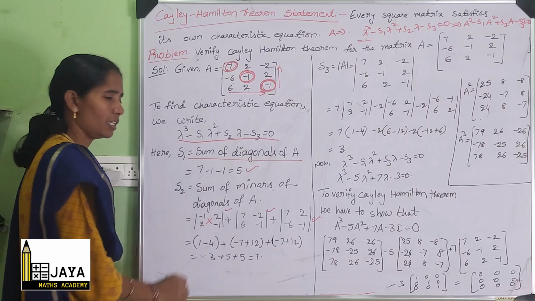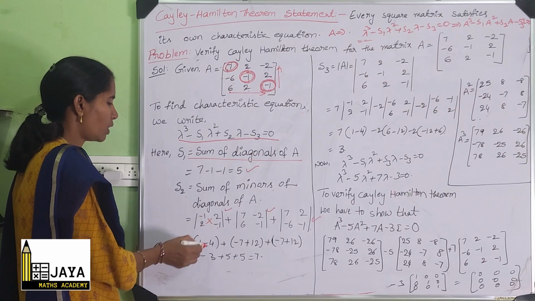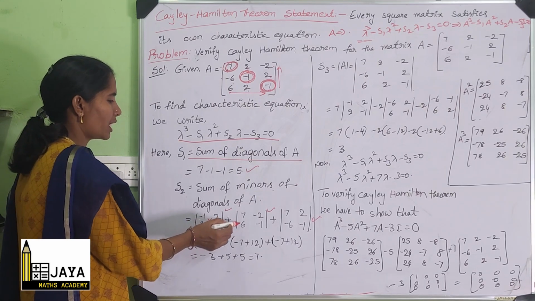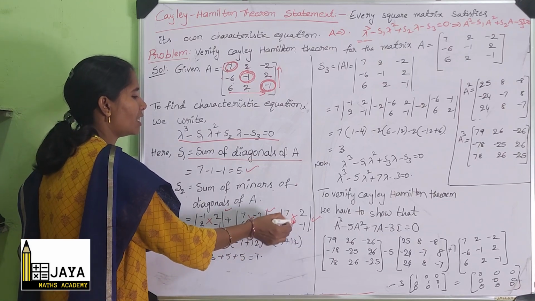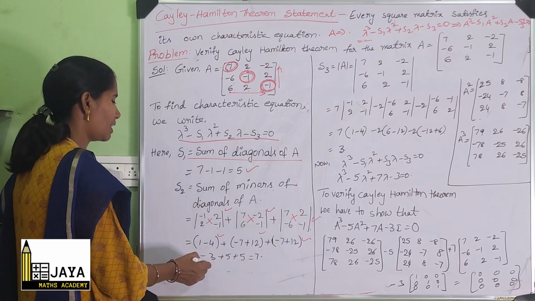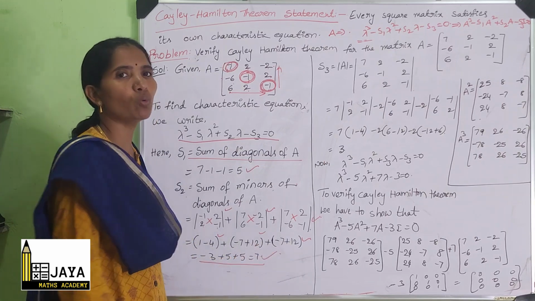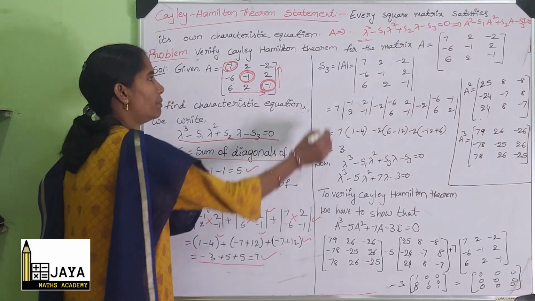Here do the minor values. So minus 1 into 1, 1 minus 4. So next here minus 7 plus 12. So here minus 7 plus 12. So that here minus 3 plus 5, you will get s2 value as 7. So next come to s3.